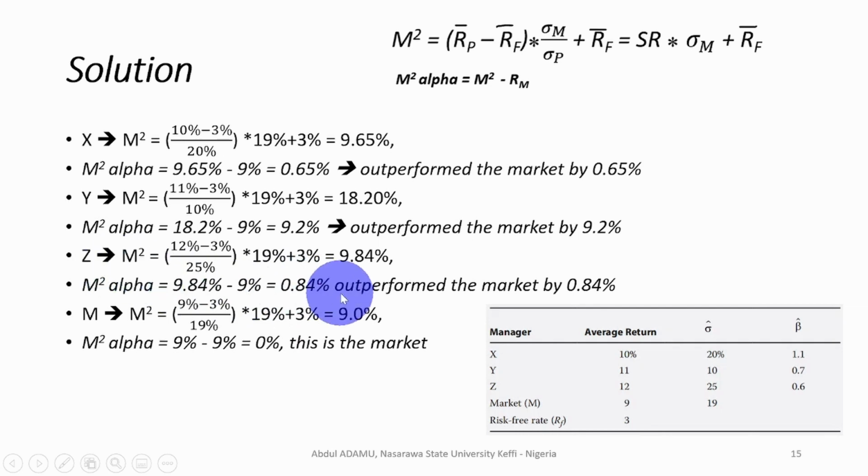Followed by portfolio Z with 0.84%, then portfolio X. In that order, that is how we are going to rank them. Y has the highest, followed by Z, then followed by X. So this is how we do the computation.